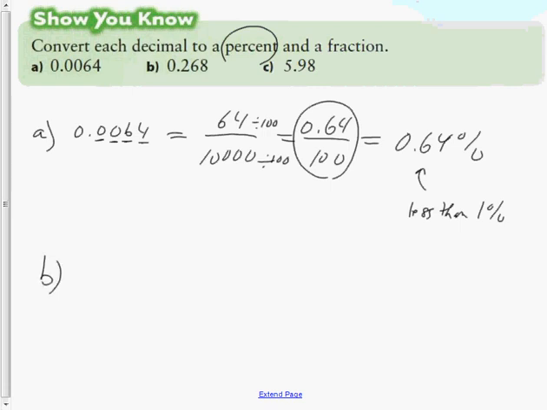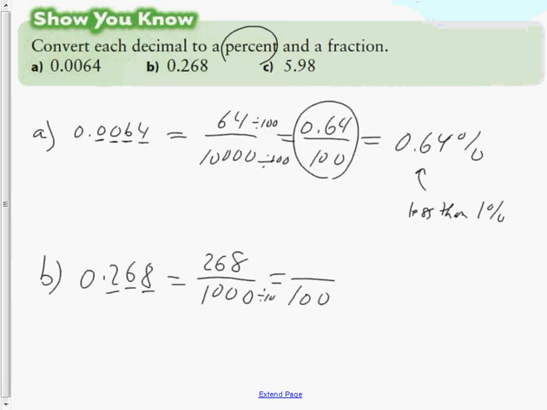For the second question, it's 0.268, which is 268 thousandths, is how I would properly read that, which has an equivalent fraction out of 100 to make it that percent. I would divide 1,000 by 10 to get 100. And when I divide 268 by 10, I get 26.8. Remember, when you divide by 10, all you do is move the decimal over one place. So therefore, that would be 26.8%, right?